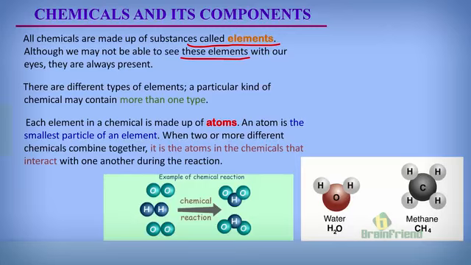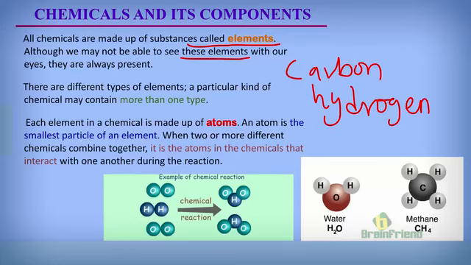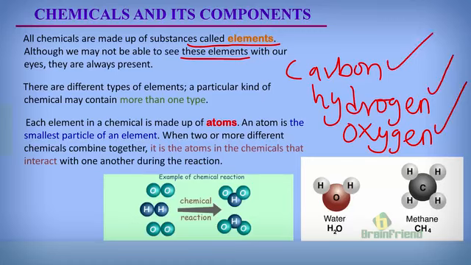Examples of elements that make up chemicals are carbon, hydrogen, and oxygen. These elements occur naturally in our environment. For example, the elements hydrogen and oxygen are found in the air we breathe. Even carbon is also found in the air we breathe. These are elements. There are different types of elements, a large number of them. We cannot list them all.